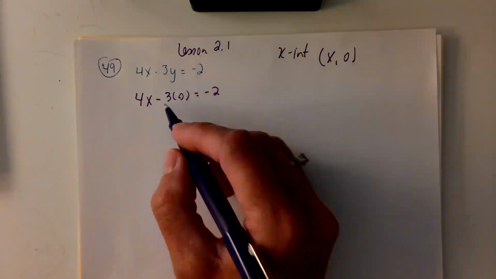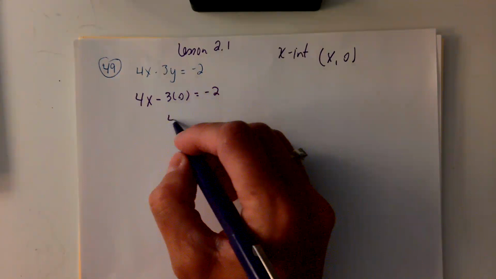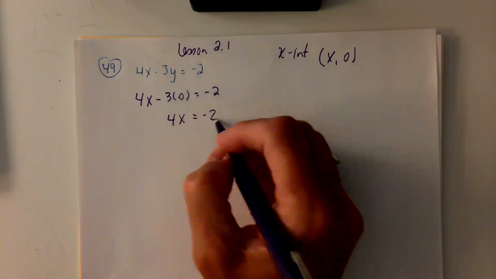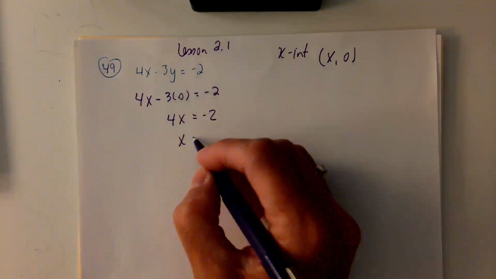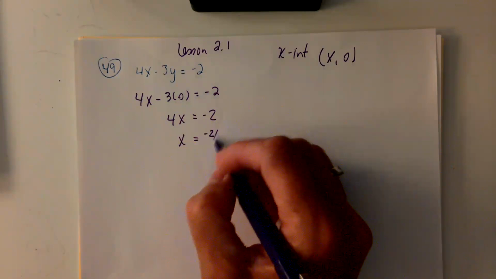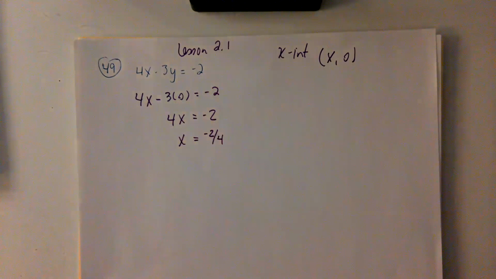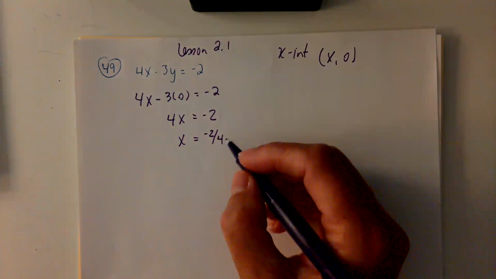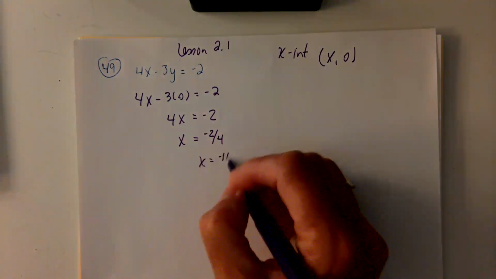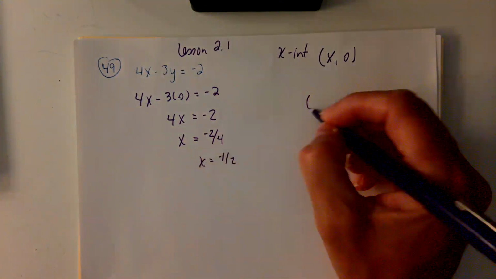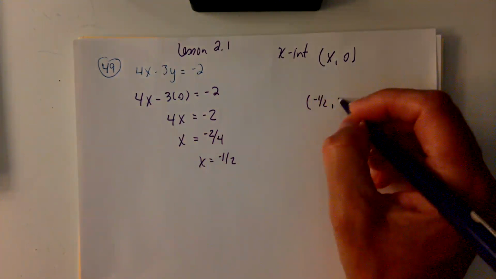So then 3 times 0 is 0, so we're left with 4x equals -2. And so x is, if we divide by 4 to solve for x, -1/2. So my x-intercept is at -1/2, 0.